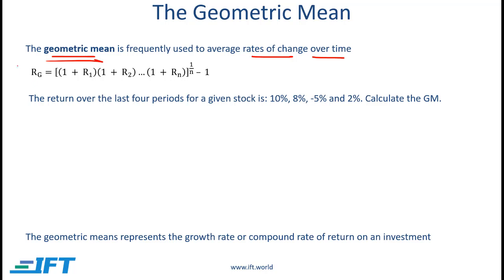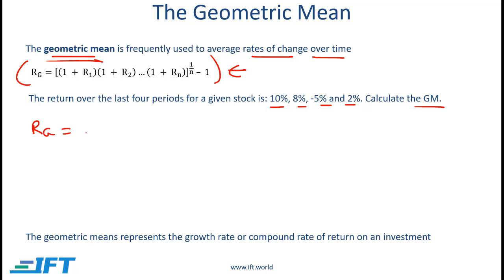The geometric mean is given by this formula. There is another formula, but that's less important. I will share that with you at the end. For now, I want you to focus on this formula. I will first use this formula and then show you very simply how it is derived. Let's say that the return over the last 4 periods for a stock is given by these numbers. We need to calculate the geometric mean.